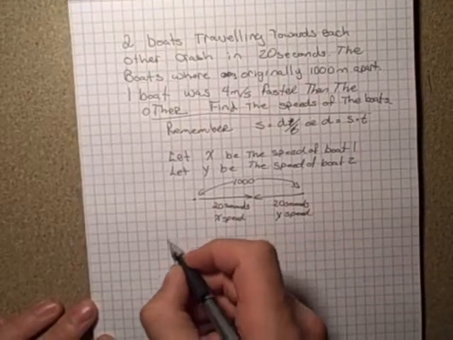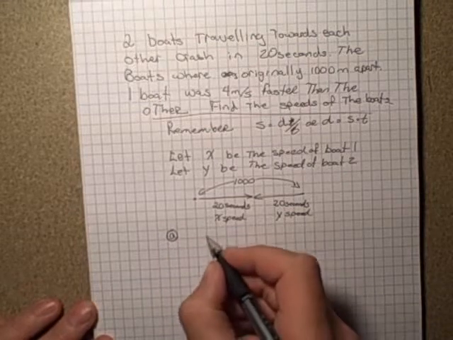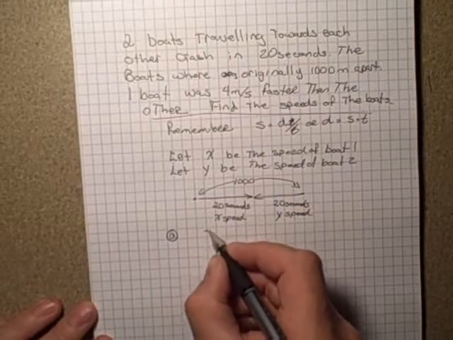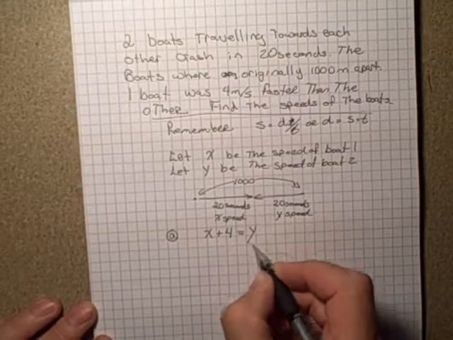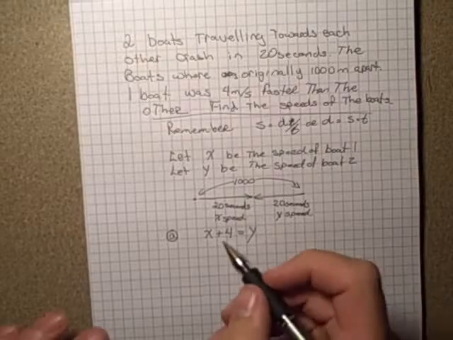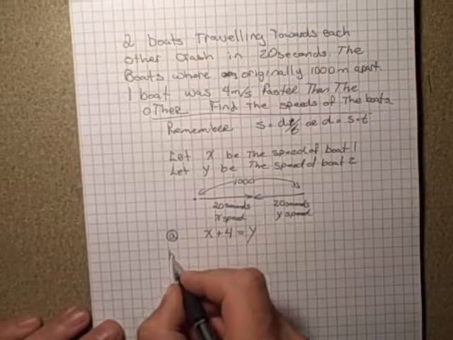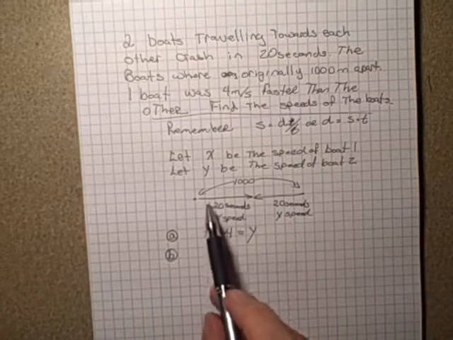So let's write out the easy equation first, that one speed is 4 more than the other. So x plus 4 is going to equal y. Okay, that's the relationship of the speeds. The other equation may be a little more difficult to come up with. We know that we're going to have to relate the two distances here together.